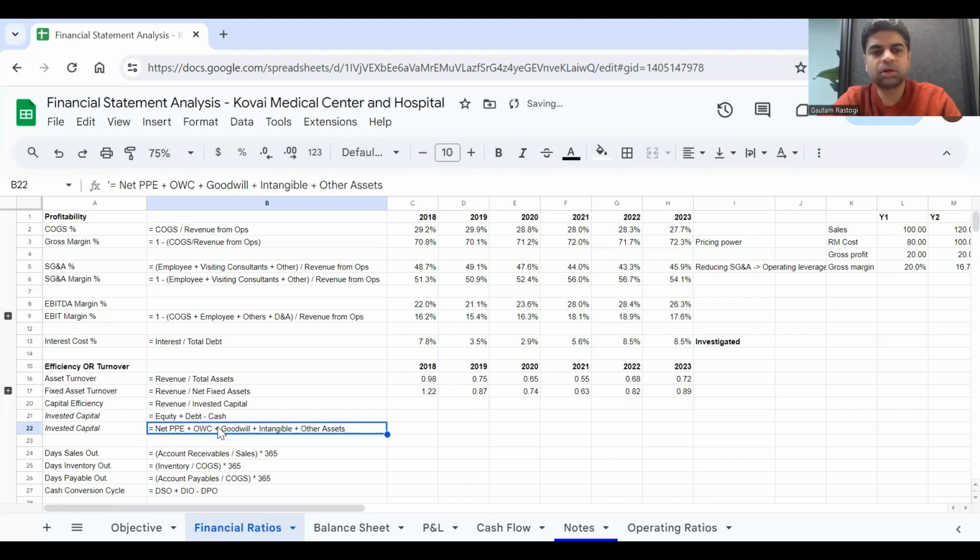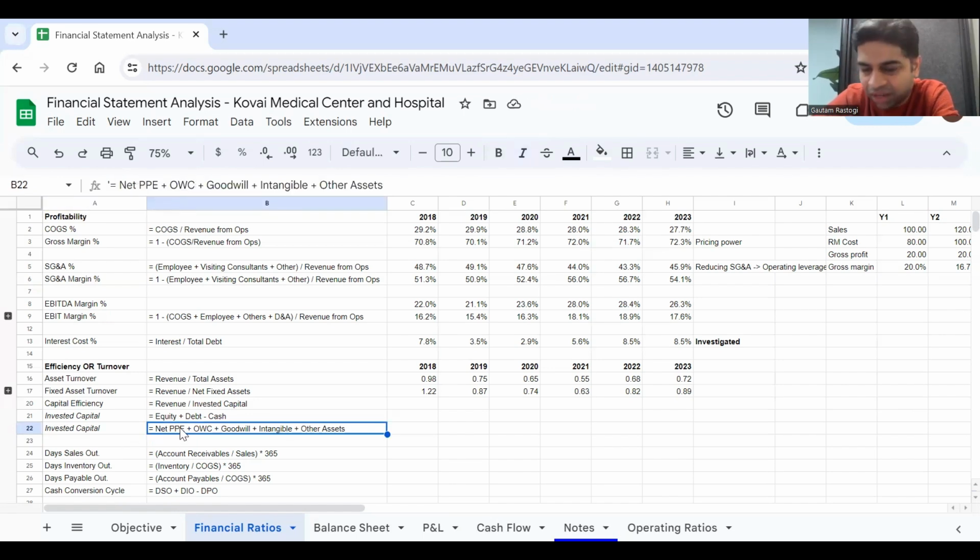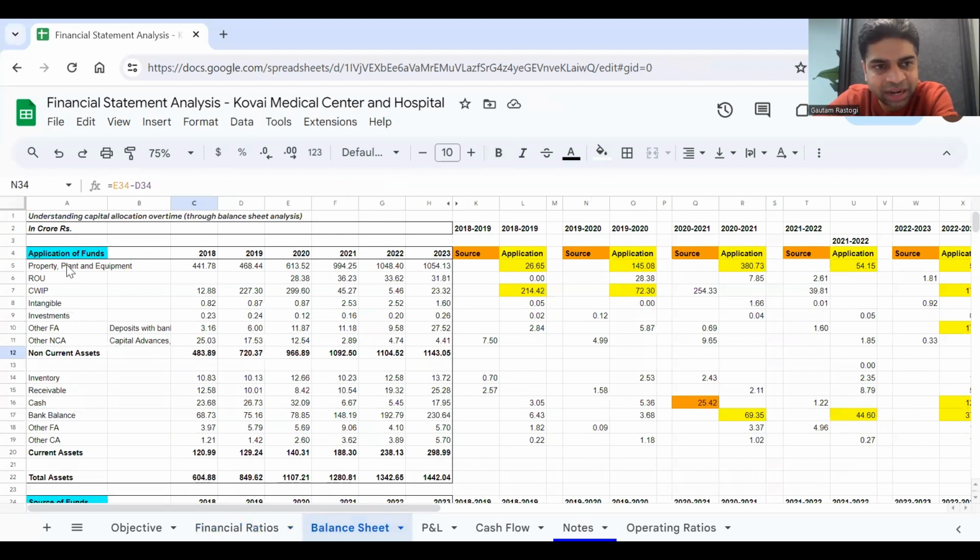Okay. So this is what invested capital is, right? So net PPE, we already have that in our balance sheet. This is actually net PPE, not gross PPE. This is net PPE because I did net. So depreciation has already been netted out from this amount. So we already have that.